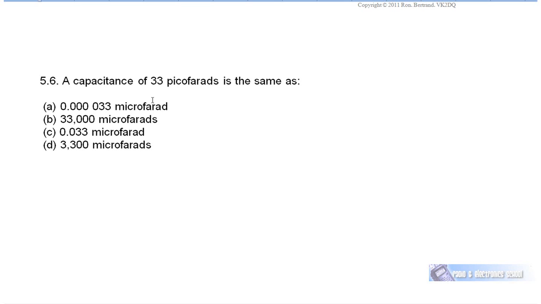The decimal point is just after the 3 there, and we need to move the decimal point to divide by 1,000,000 six places to the left. Let's have a look at answer A, because that looks like the correct one to me. 1, 2, 3, 4, 5, 6. A capacitance of 33 picofarads is the same as 0.000033 microfarads.